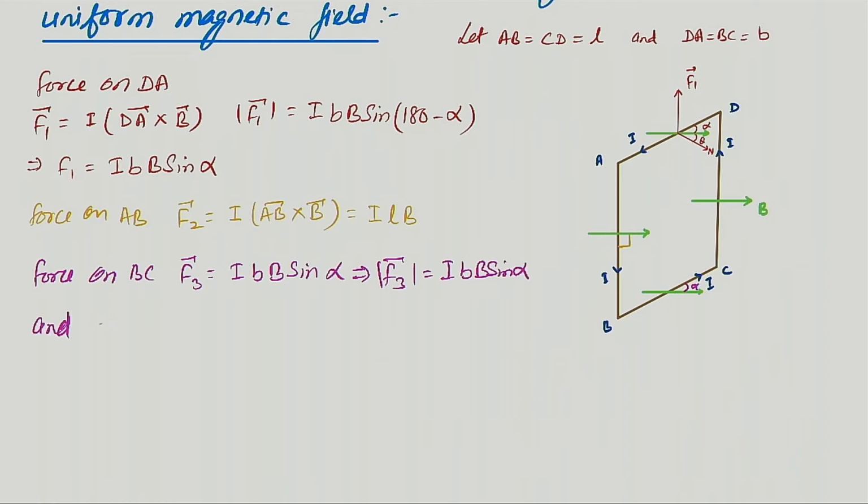And similarly, the force on arm CD, say F4, will be equal to again I, length is L, and the angle between current and magnetic field here is again 90 degrees. So sine 90 is 1 and I am using ILB. Now, what are the directions of these forces?